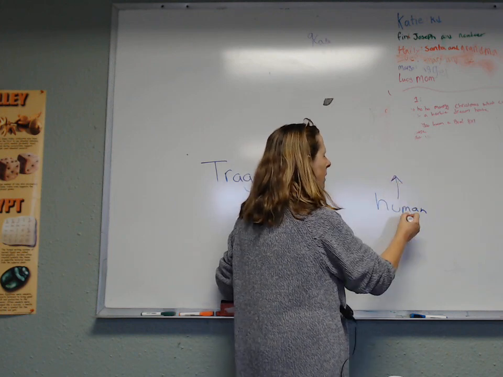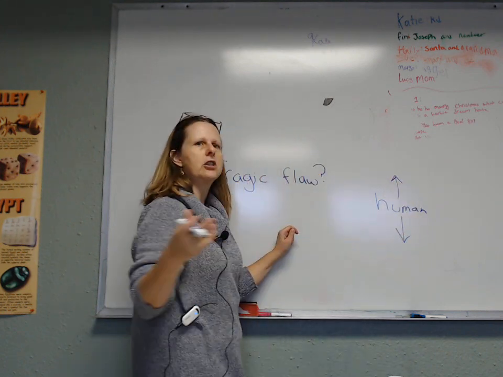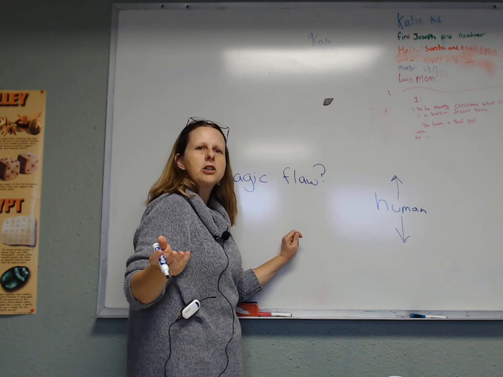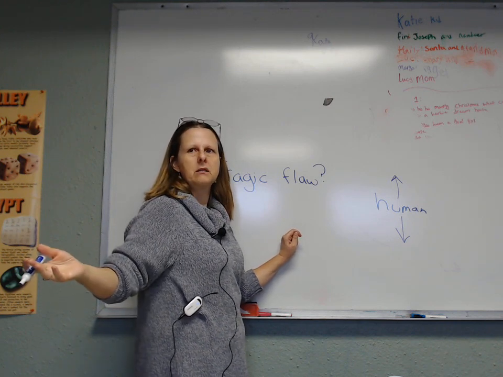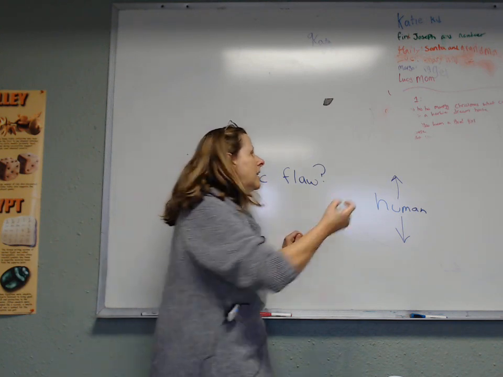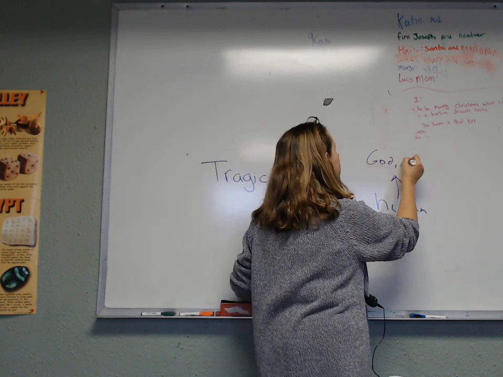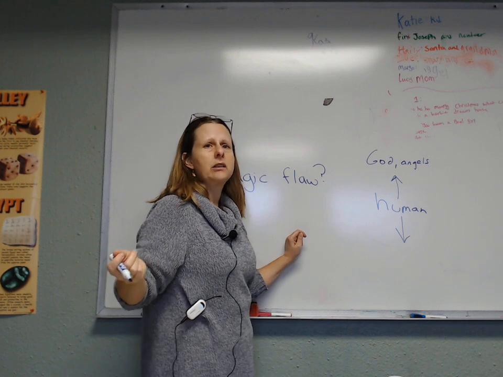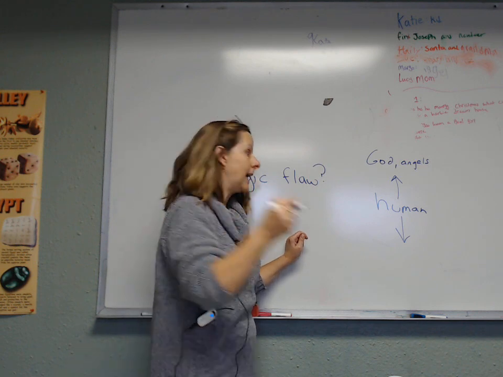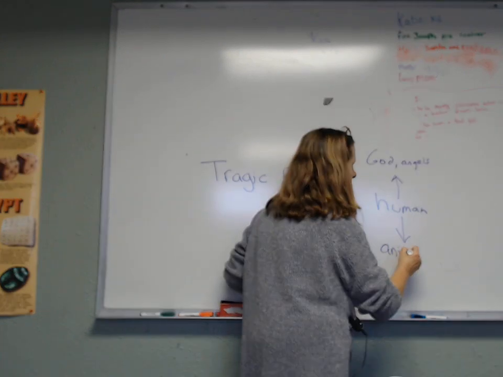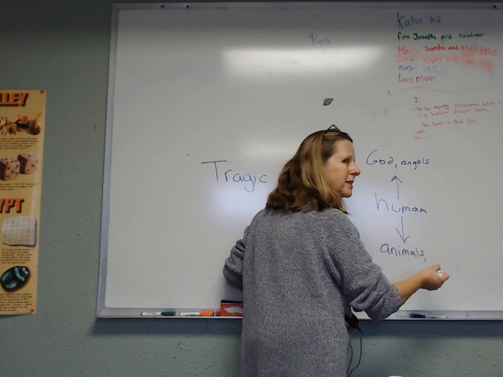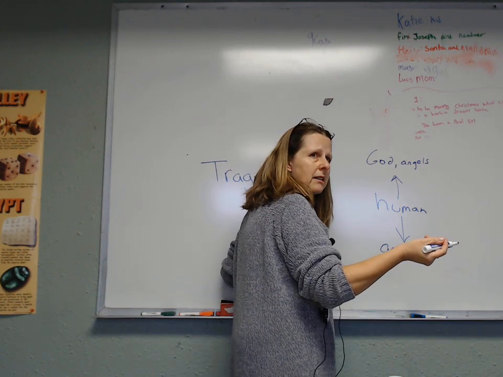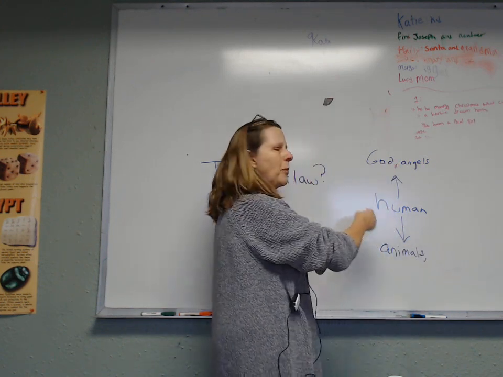What's above and below, like in the chain of existence? What are creatures that are better than humans? God, like God and the angels, right? What are creatures that are less than humans? Animals. Okay, animals.